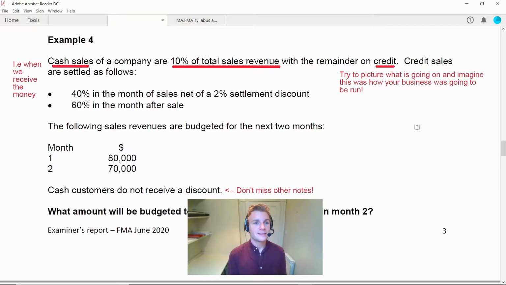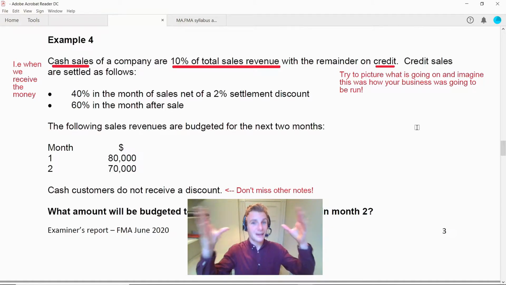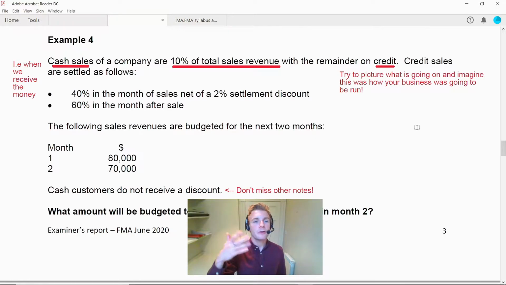But coming on to example 4 now. So this is another one in terms of actual sales, and this is a case of you've got to visualize, as you can see on my note on the side there, trying to picture what is going on and imagine if this was your actual business, how this functioned. The more you can imagine it and picture it in your own scenario, the better chance you have of understanding the concepts and what is going on. So we've got to work out when we receive the money at a particular point in time.